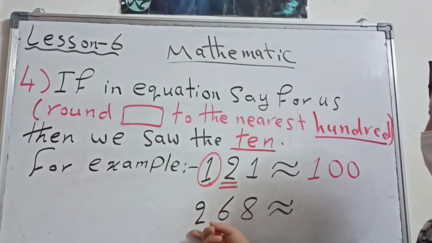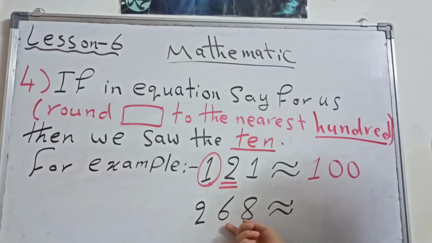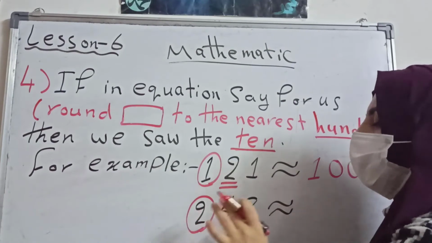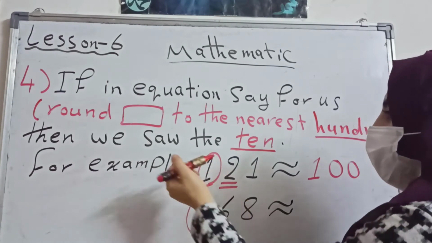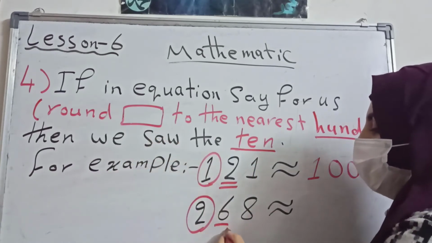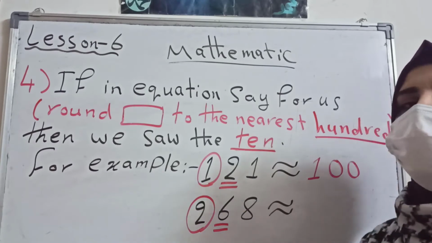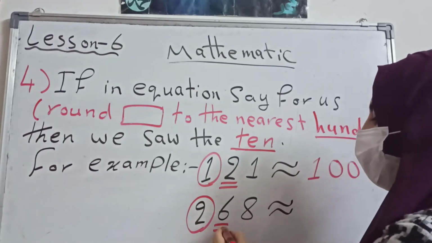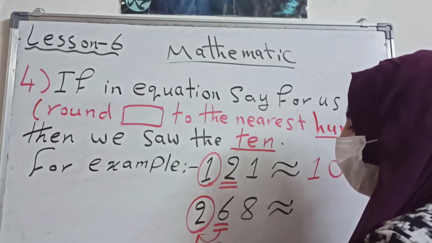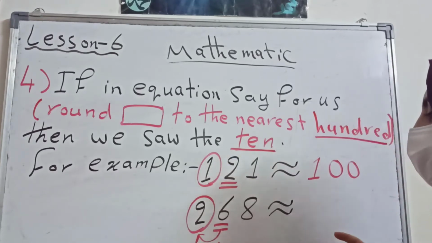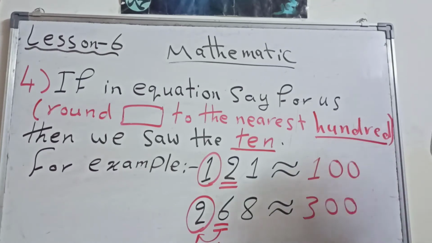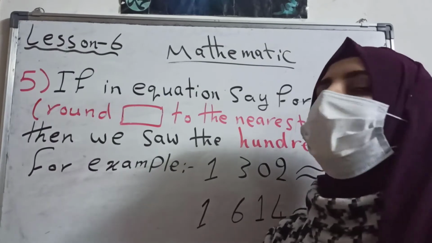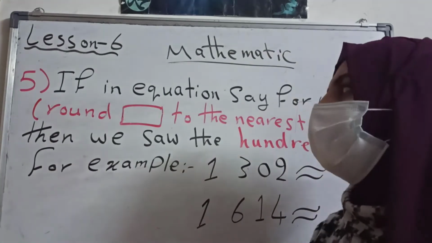Now the second example, we have 268. We have 2 in the hundreds. We round this number to the nearest 100, and then we look at the tens. We have 6 in the tens. This 6 is greater than 5. Then we add 1 to this 2. Then it rounds to 300.